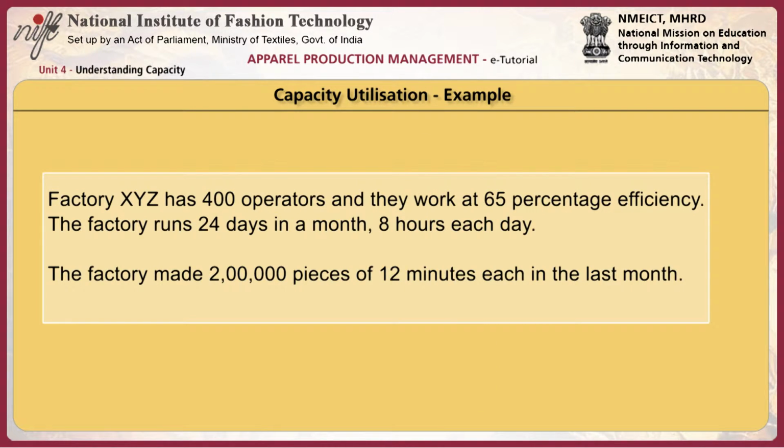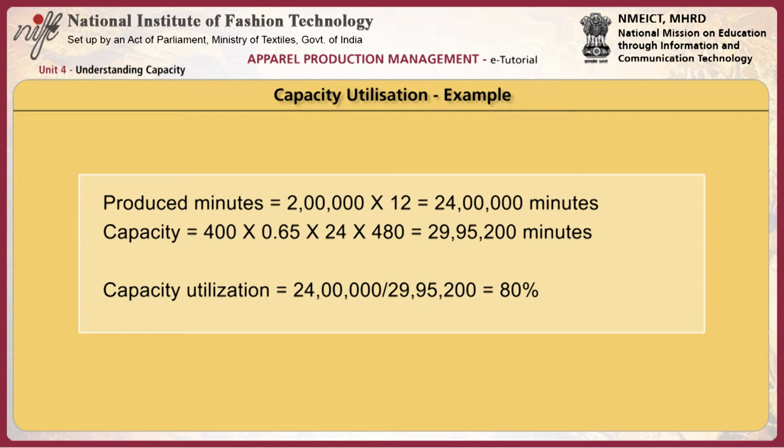Factory XYZ has 400 operators and they work at 65% efficiency. The factory runs 24 days in a month, 8 hours each day. The factory made 2 lakh pieces of 12 minutes each in the last month. Produced minutes is 2 lakh into 12, that is 24 lakh minutes. Capacity is equal to 400 into 0.65 into 24 into 480, that is 29 lakh 95,200 minutes. Capacity utilization, that is 24 lakh minutes divided by 29 lakh 95,200 minutes, is 80%.